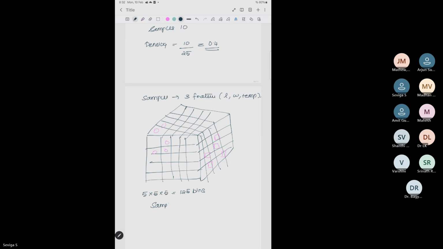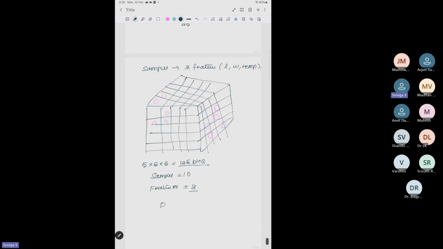Samples is 10, features is 3. Since we have 3 features, we have 3 sides, and each side has 5 segments. So totally we have 125 bins and 10 samples. So now the density of the sample is the number of samples divided by the number of bins. This is approximately equal to 0.08 samples per cube.